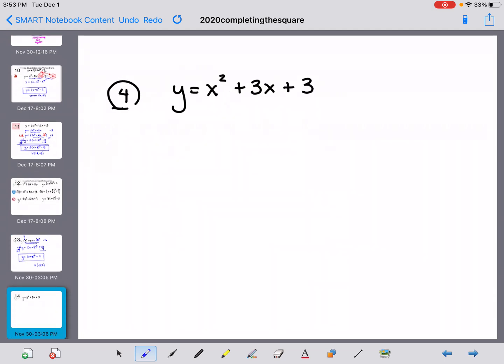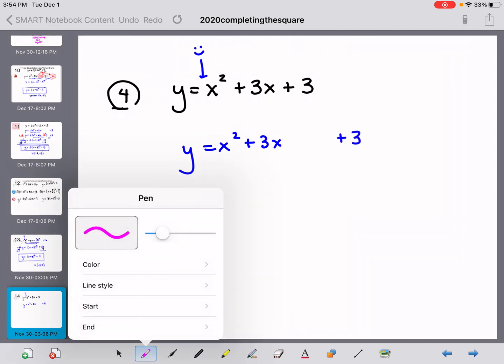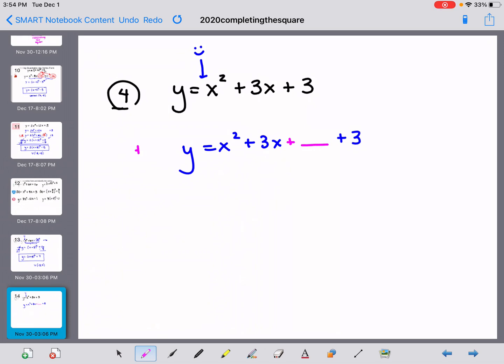All right, number 4. I see a 1x squared. That makes me happy. I'm going to move my constant off to the side a little bit. Then I'm going to complete the square. Plus blank, plus blank. In this space, yes, it's a fraction. 3 divided by 2 squared. I added that on one side. I'm going to add 9/4 on the other side, right? That's the same thing.